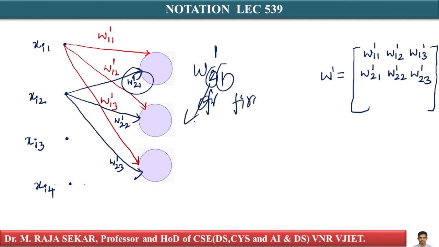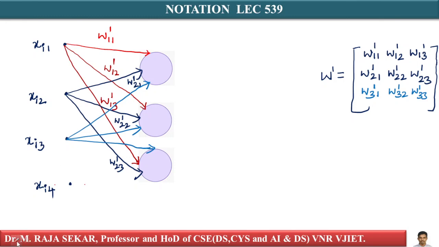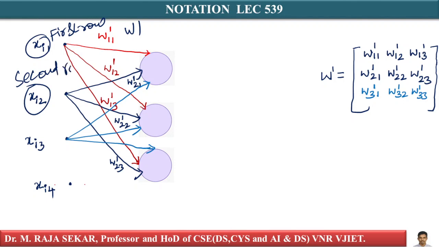This is from second, isn't it? W2 is the second, W21 goes to first. Power 1 means what? This superscript indicates to which layer. It is going to the first layer. Just I am representing this as the second row. This is the first row of W power 1, this is the second row of W power 1, third row, fourth row.